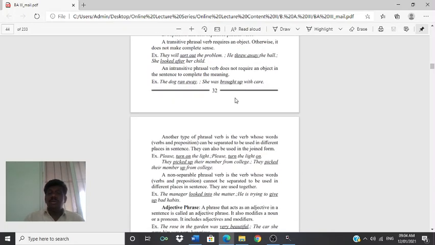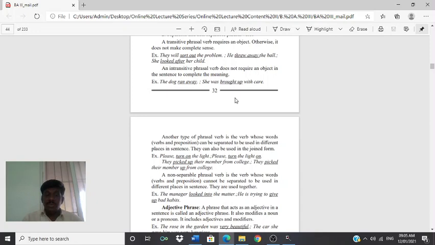So this is what transitive and intransitive phrasal verbs are. This is one type. Another type we discussed is separable and non-separable verbs. Another type of phrasal verb is the type whose verb and preposition can be separated to be used in different places in a sentence. So they are separable. They can also be used in the joined form.